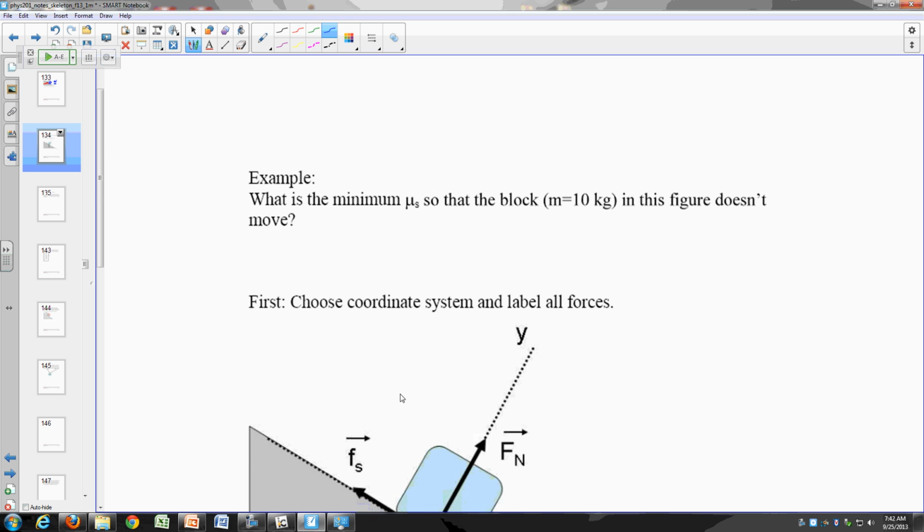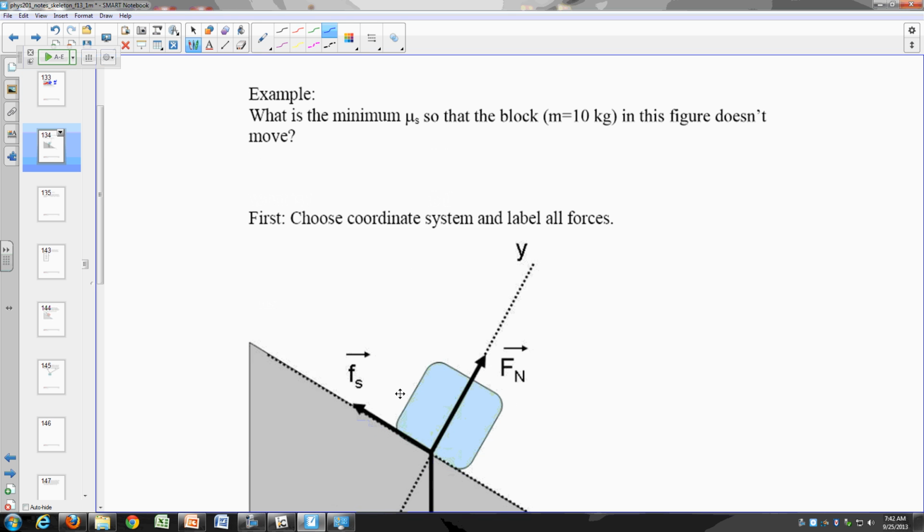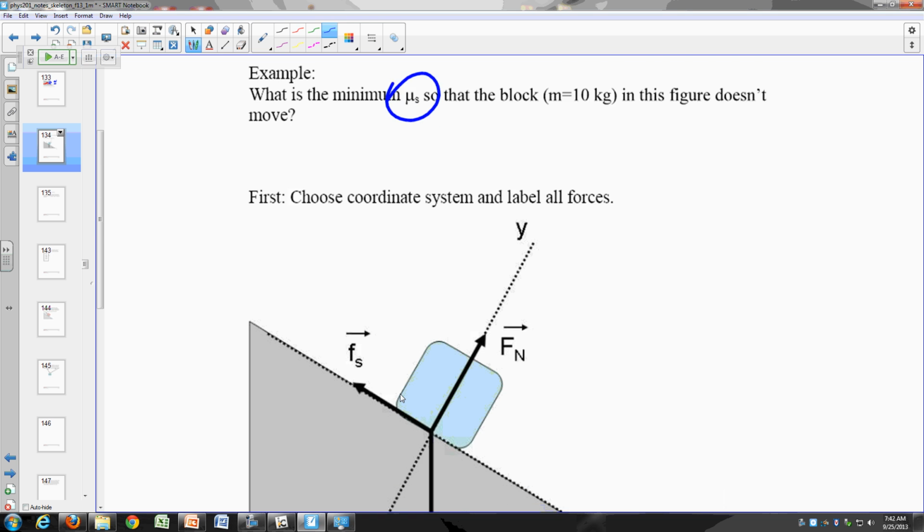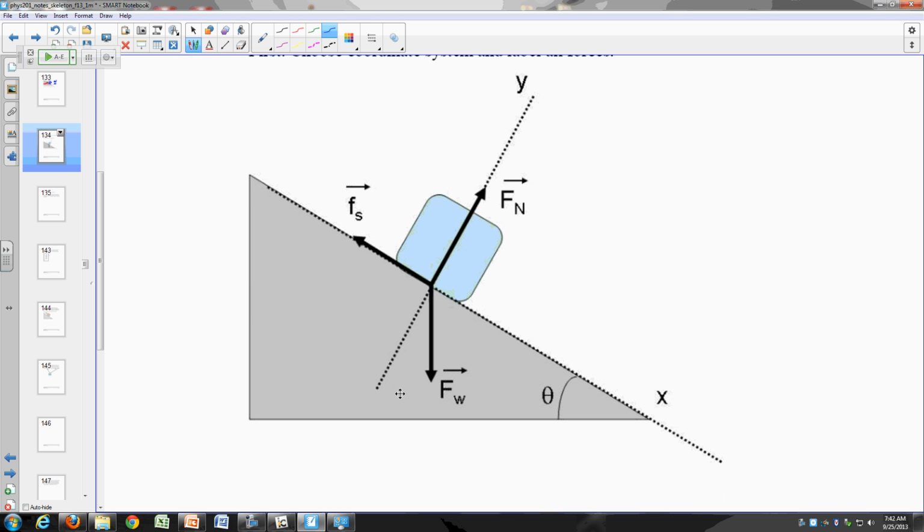All right, let's look at this. I want to know what is the minimum static frictional force, or what is the minimum mu, so that this block doesn't move. Let's see, did I give an angle here? I'll need an angle. We'll just say 30 degrees. So we'll say that theta is equal to 30 degrees. Now, I've already labeled all the forces here. And so that's going to be step one, just where the force is labeled.